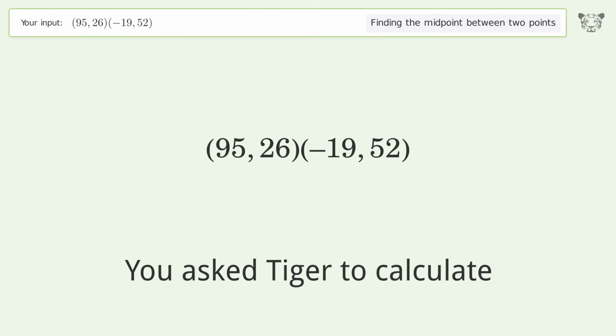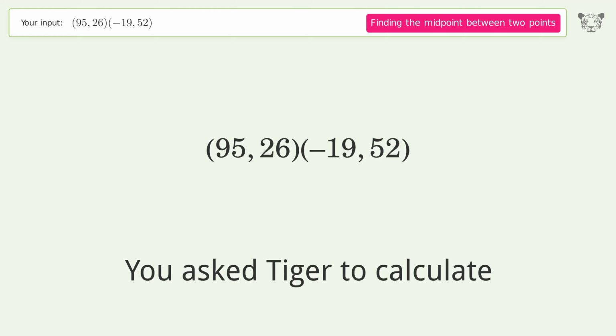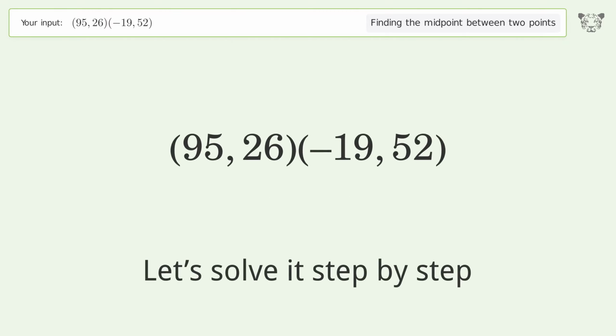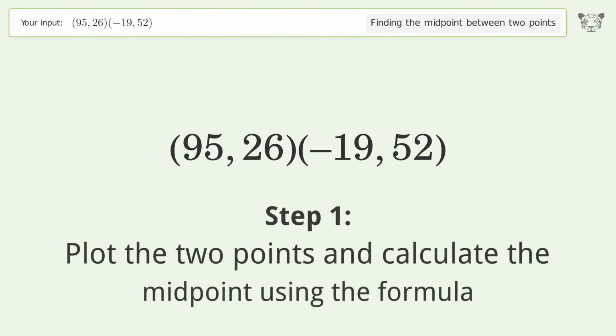You ask Tiger to calculate. This deals with finding the midpoint between 2 points. The midpoint between the 2 points is 38,39. Let's solve it step by step. Plot the 2 points and calculate the midpoint using the formula.